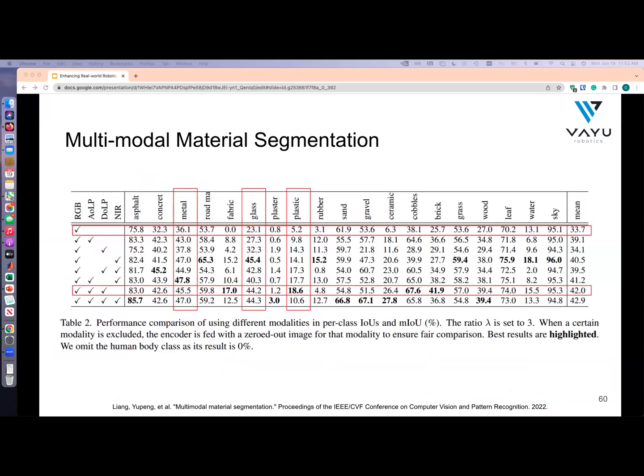Several interesting results they showed: by adding the polarization, it really shows big improvements in the segmentation results for metal, glass, and plastic. Those are materials where you will see a dramatic difference in the polarization domain. Also, overall, adding the extra modality of polarization definitely helps the performance of overall material segmentation. As you can see here, I highlighted the result of RGB only versus RGB plus two polarization channels.